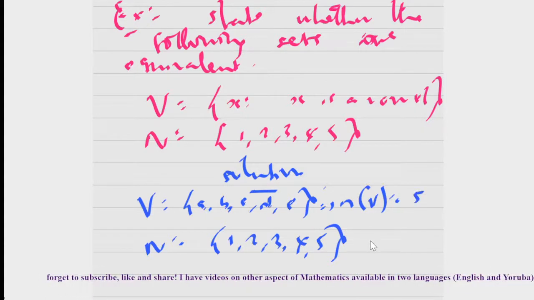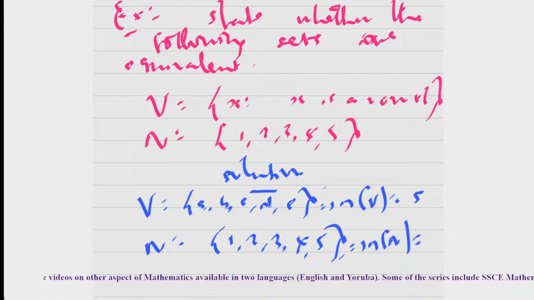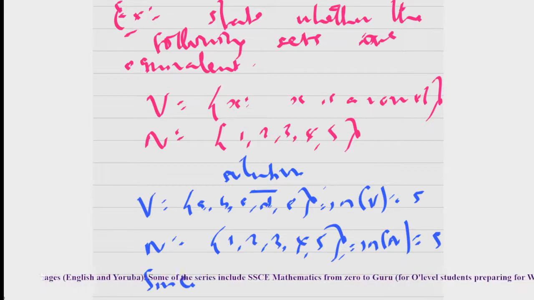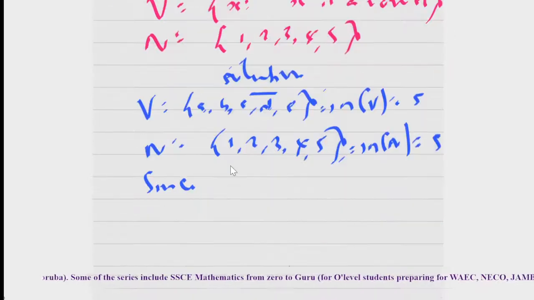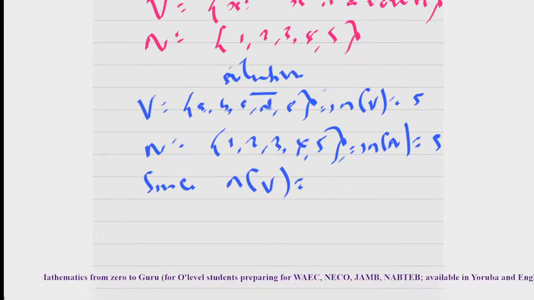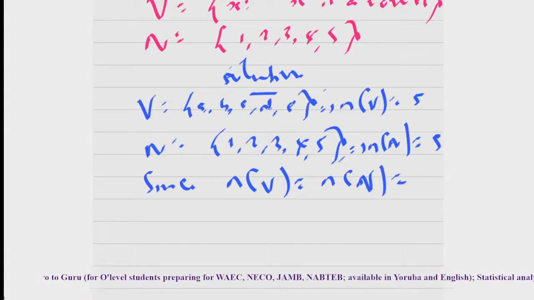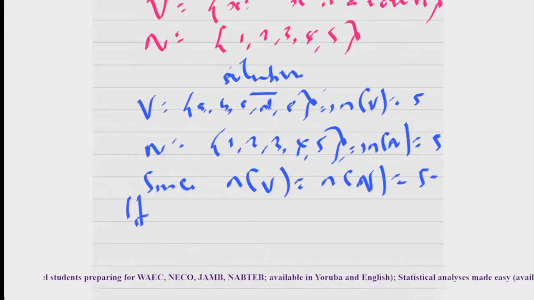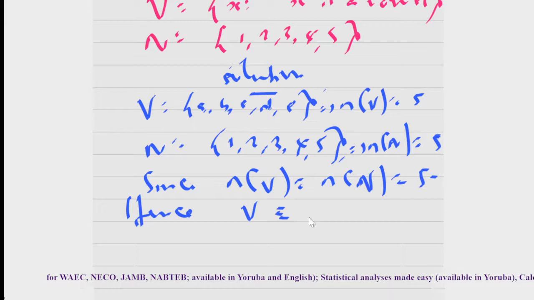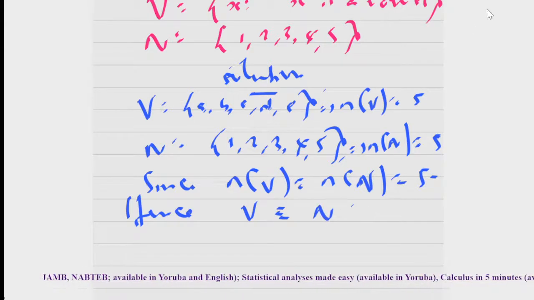Then you have 5 here. Then how many elements do we have here? The cardinality of N is also what? 5. So since the cardinality of V is equal to the cardinality of N, because they are both 5, hence V is equivalent to N. So that's how you are going to be proving the equivalency.